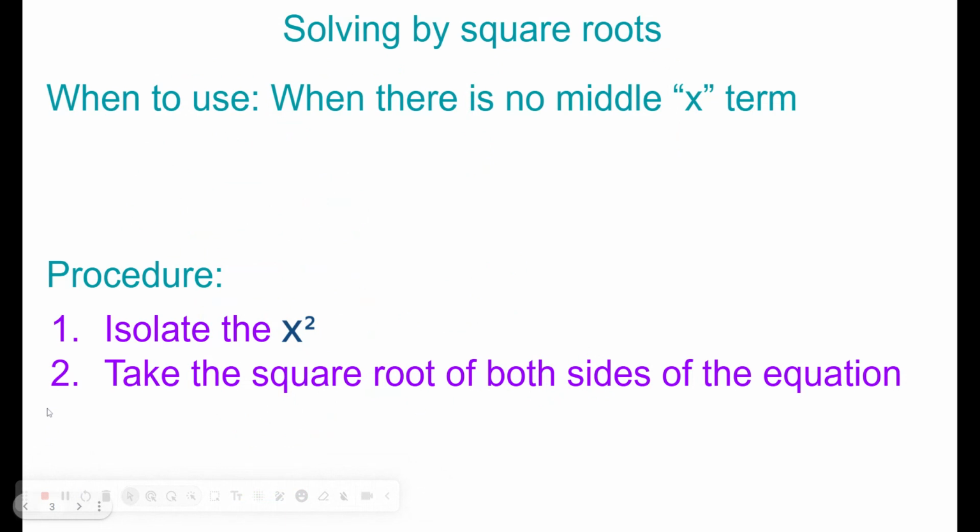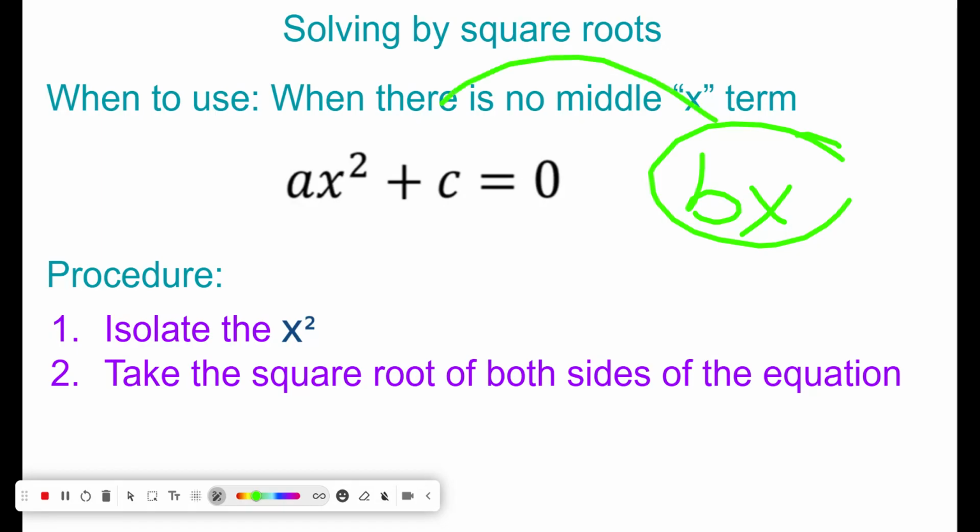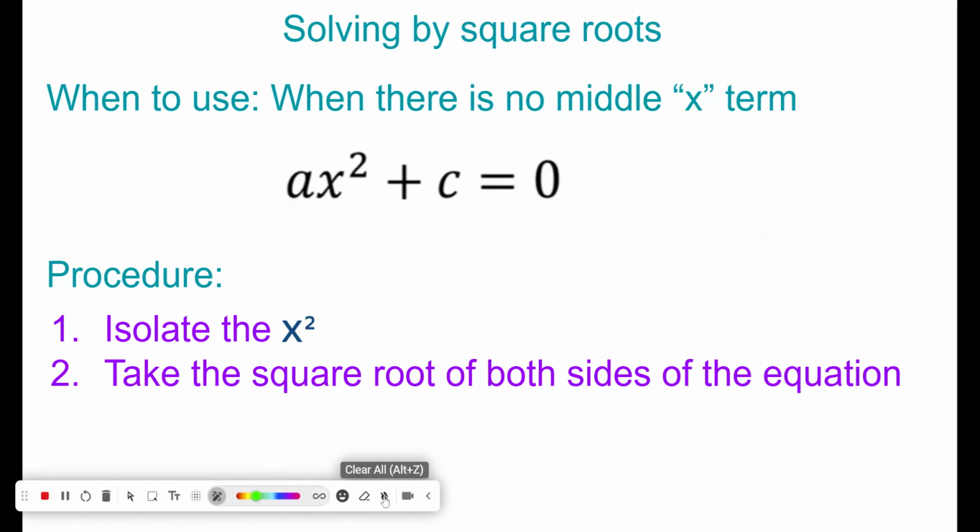So when we're solving quadratics by square roots, there's a specific time we need to use it, and that's when there's no middle x term. So our problem looks like this: ax squared plus c equals 0. And so we're missing that bx value in our standard form. If that just doesn't exist, then we can use the solving by square roots method. So let's look at this.